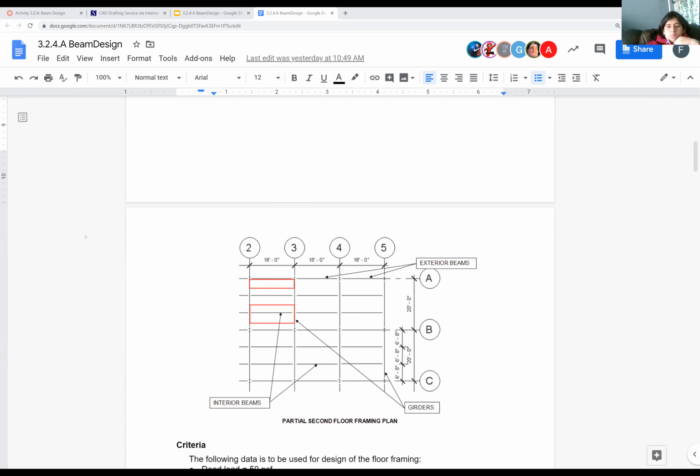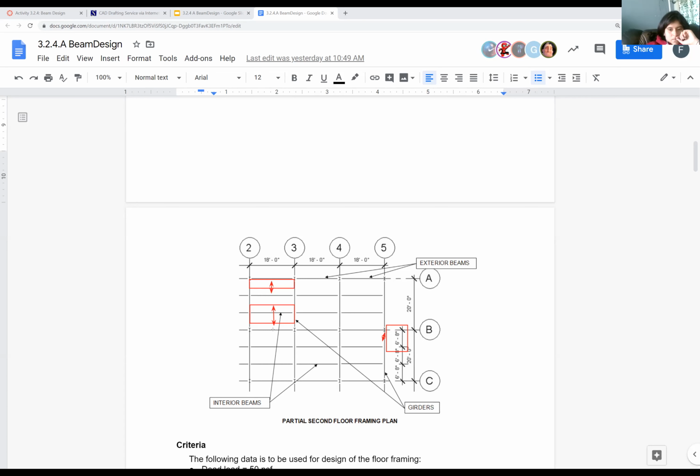18? Okay, so the 18 is the length of the beam, but what we're trying to determine specifically is what is this? 6 feet and 8 inches? Exactly right. Because of this dimension here, it's carrying 6'8", because this whole thing is 6'8".